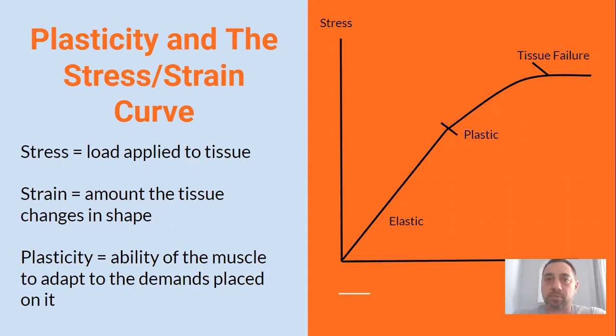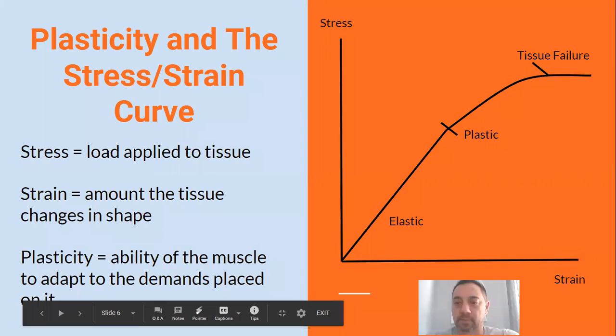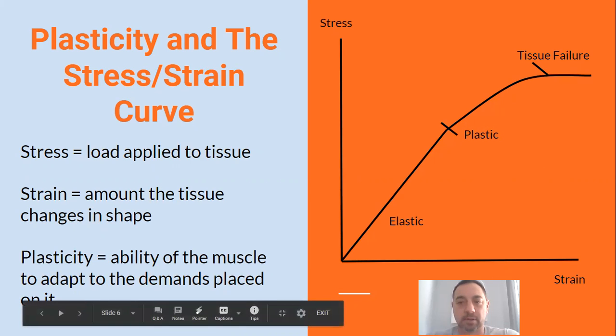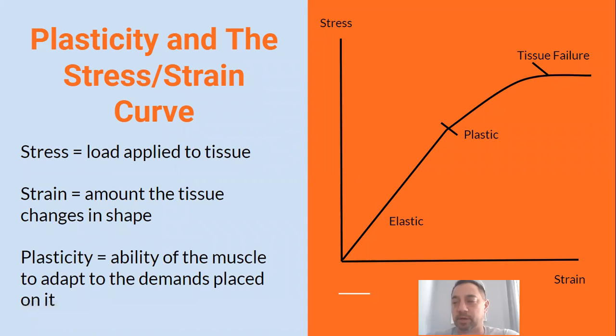So that brings us to plasticity and the stress strain curve. Okay, so stress, let me move my window here, is load applied to a tissue. So think resistance, weight, things like that. Strain is the amount of change in the shape. So if you bend over, your hamstrings lengthen. You stand up, they shorten. That's the strain. The plasticity is the ability of the muscle to adapt to the demands placed on it.